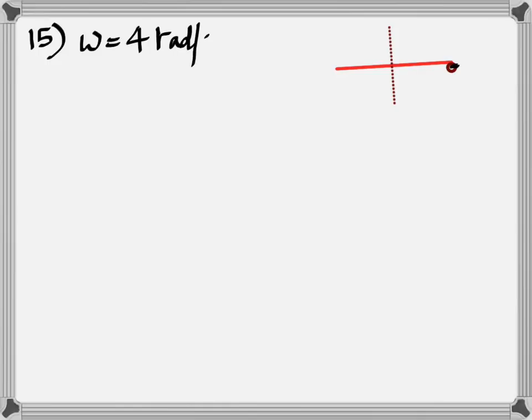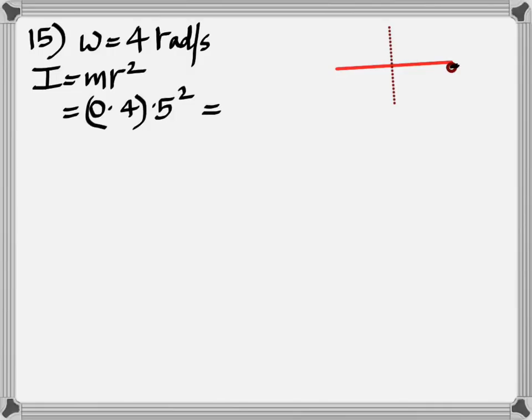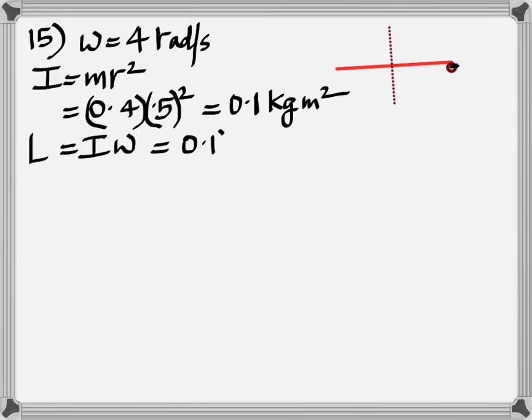.15 is about angular momentum. Two parts to the question. In the first case, the moment of inertia is mr squared. That is the moment of inertia of that mass, which is attached to the meter stick. Angular momentum is I omega.